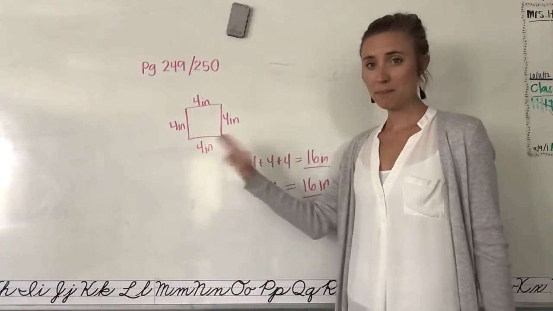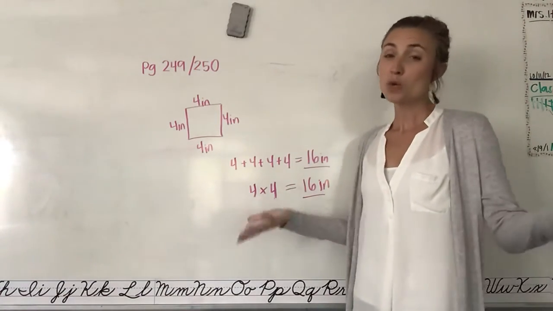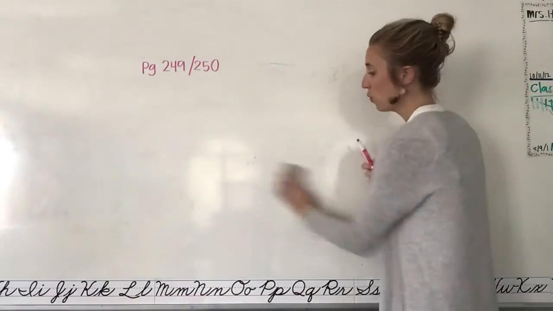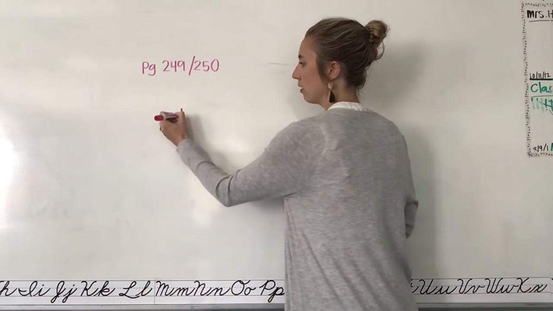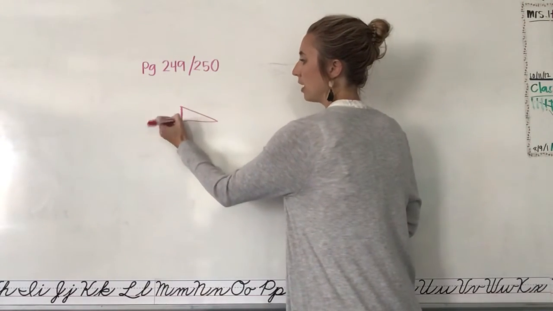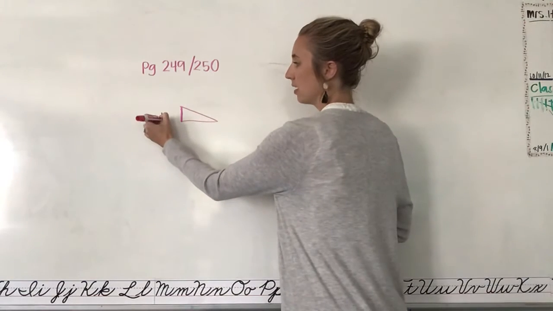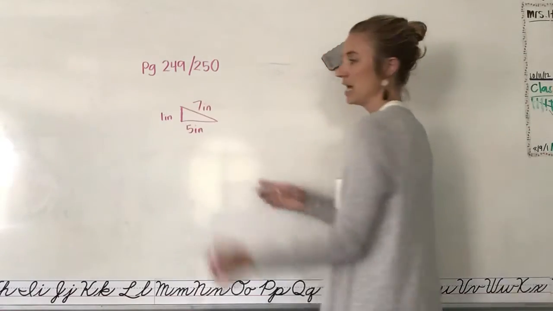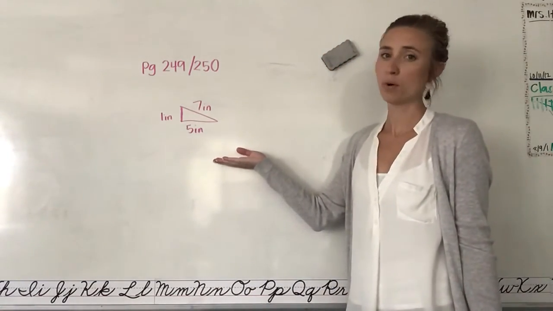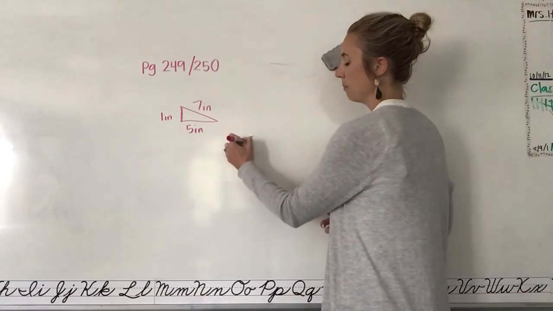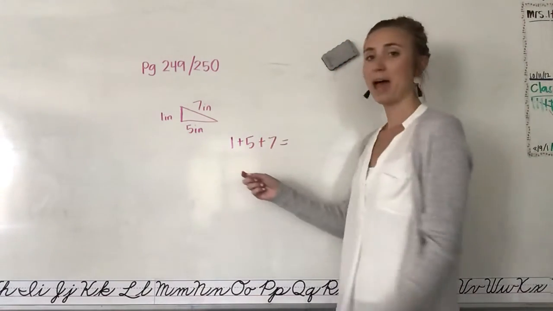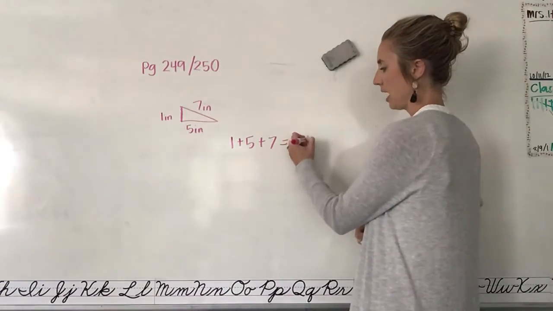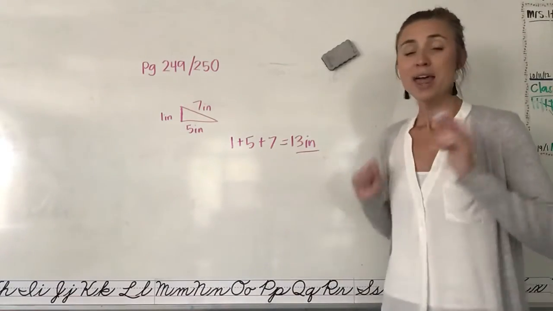If your sides are the same, you can do a multiplication problem. You might not be able to. For example, if instead of a square, I had a triangle, and all of my sides were different lengths, there's no way for me to do repeated addition or multiplication. I would just have to add my numbers and some quick mental math. 1 plus 5 plus 7 would give me 13, and I would remember my unit. So that's your task for today.